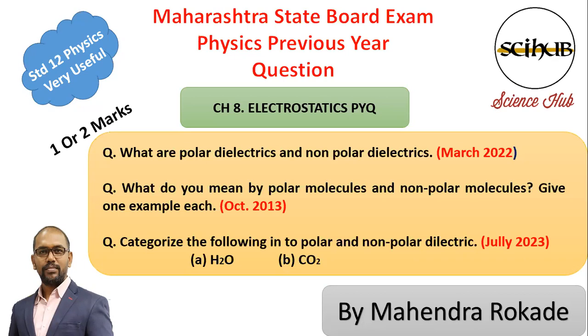Now, recently, a question was asked in the July 2023 examination for 1 mark. Categorize the following into polar and non-polar dielectrics, and the examples are H2O and CO2. Now, let's see the solution of this question.